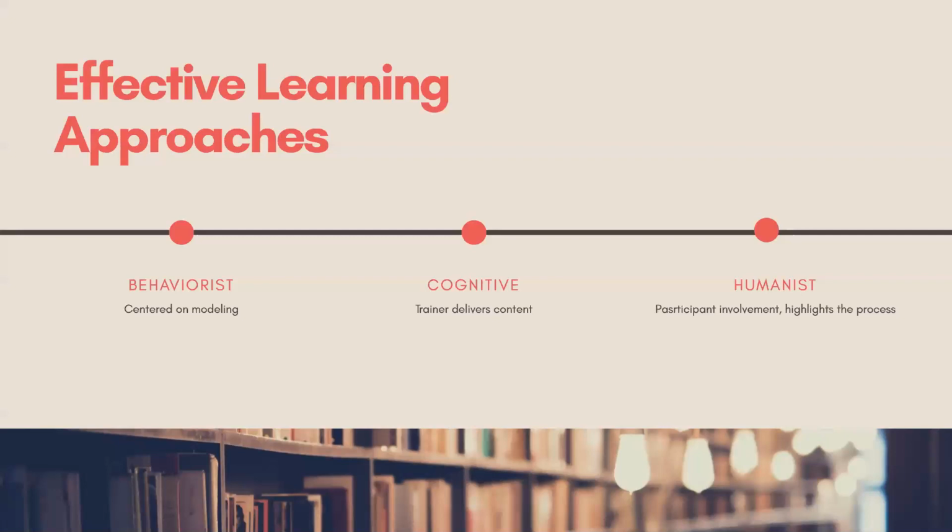The third approach is the humanist approach. This is all about participant involvement. The trainer is the subject matter expert, but gives the participants space to interpret and apply the materials. It has more of a coaching element to it. You can apply this, for example, by presenting a theory or a framework and giving participants a problem to solve using the theory base or framework. This approach is about highlighting and engaging in the process.